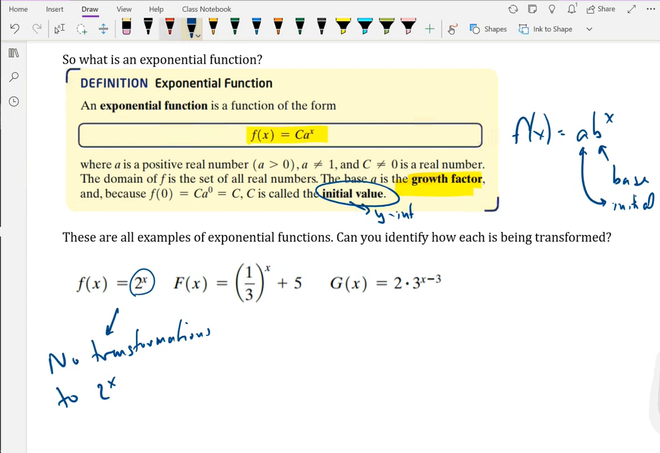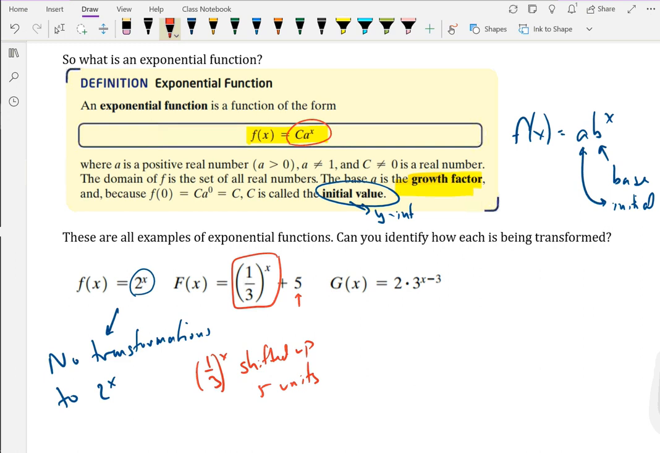Now, different from that is capital letter F here. We've got 1/3 to the x. So that's what our base function looks like here. And we have a plus 5 afterwards. So that means in that plus 5 is how we would have moved the graph up 5 places. So what we have is 1/3 to the x shifted up 5 units.